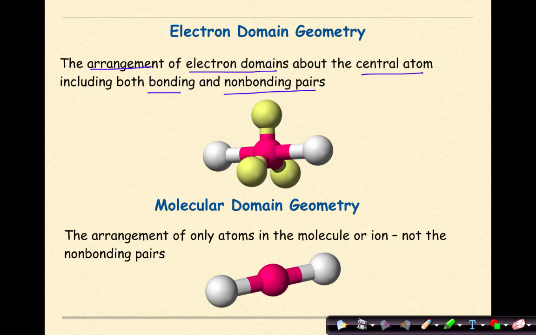So in this particular model, this is a bonding pair right here, a bonding pair right here, and we would call these yellow balls non-bonding pairs. Molecular domain geometry is the arrangement of only atoms in the molecule or ion, but not the non-bonding pairs, which is why we only see the bonding pairs in this particular representation at the bottom.